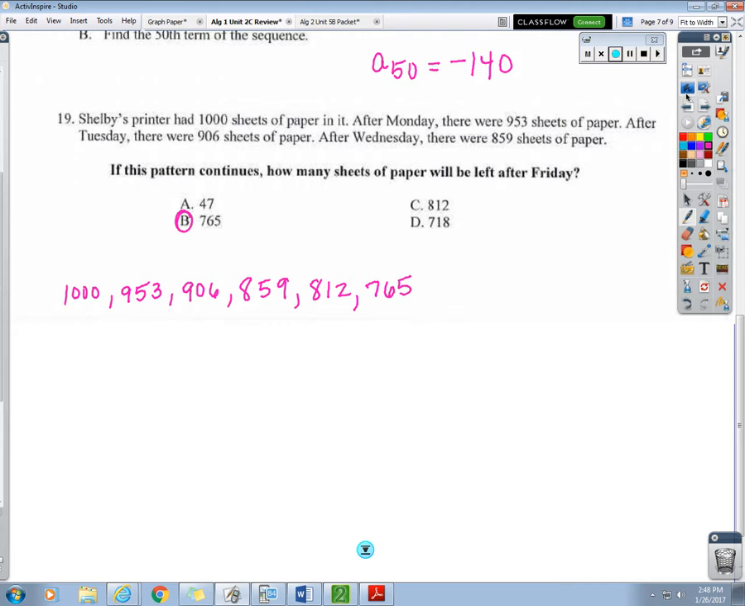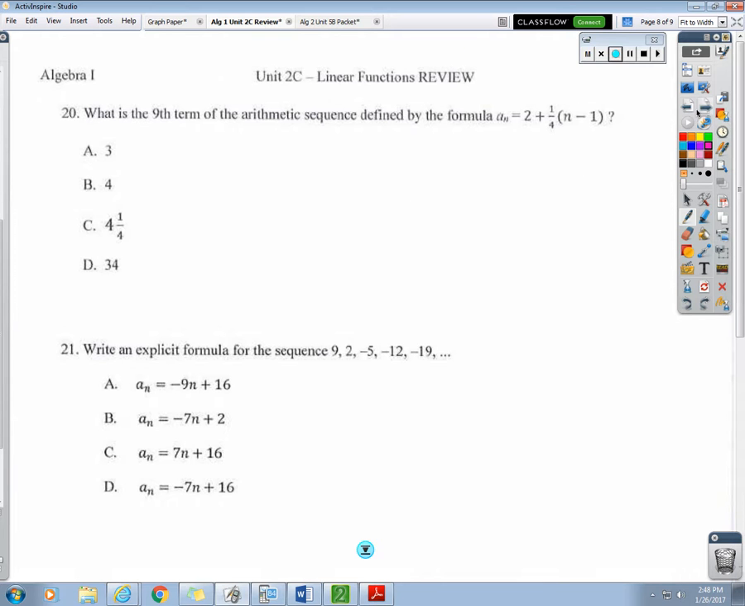Okay, next page. What is the ninth term of the arithmetic sequence defined by this formula? Guys, you don't have to distribute it out and combine like terms because they're not asking for the explicit formula down here. They just want to know the ninth term. So plug in 9 for n.